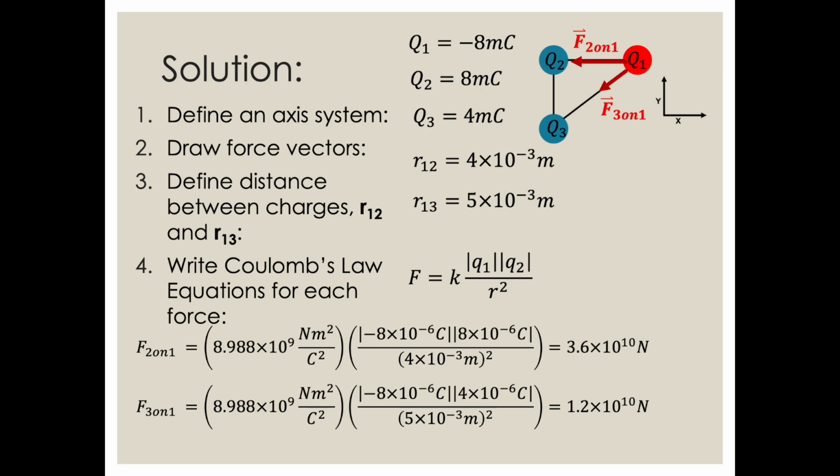Step 4, we write the Coulomb's law equations for each force. Here we see that we've plugged in numbers for F2 on 1 and for F3 on 1. And if you go through the math, you should find that these values are 3.6 times 10 to the 10th newtons and 1.2 times 10 to the 10th newtons. So that's our vector magnitudes.